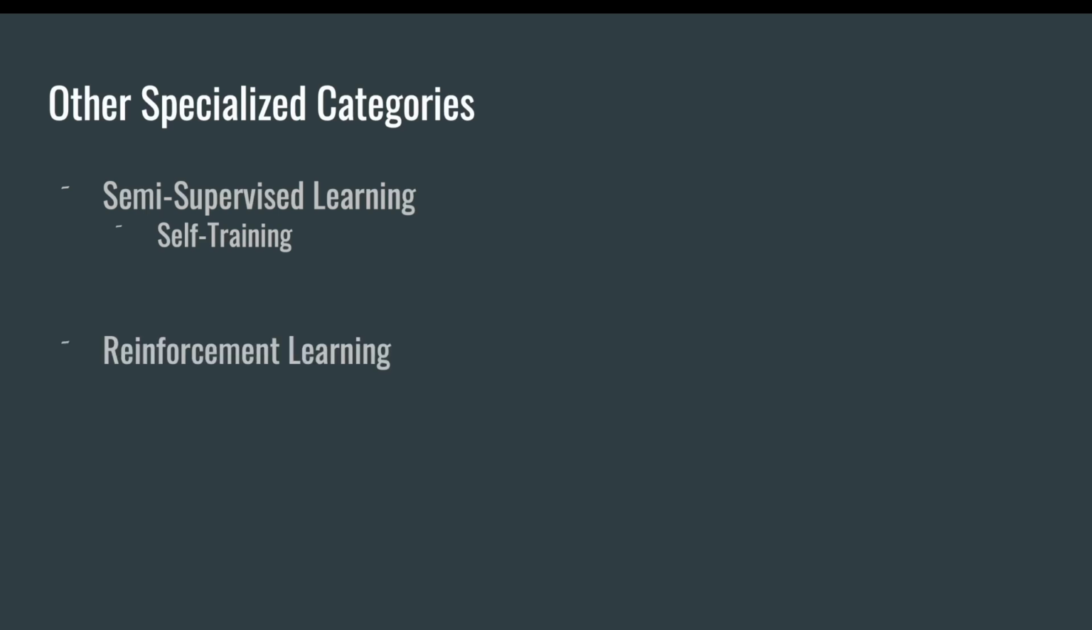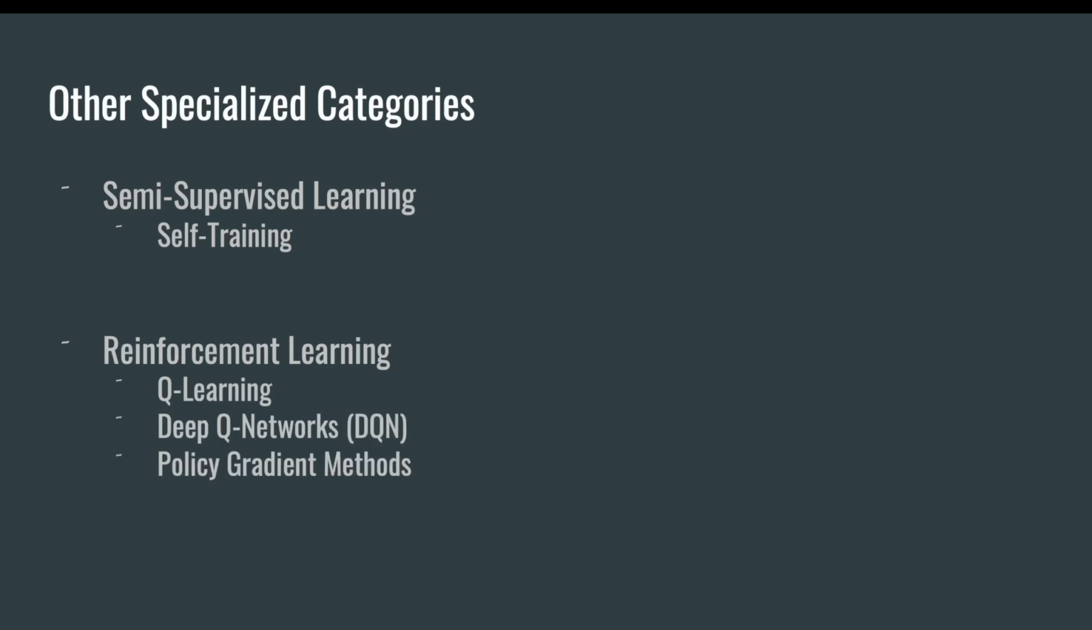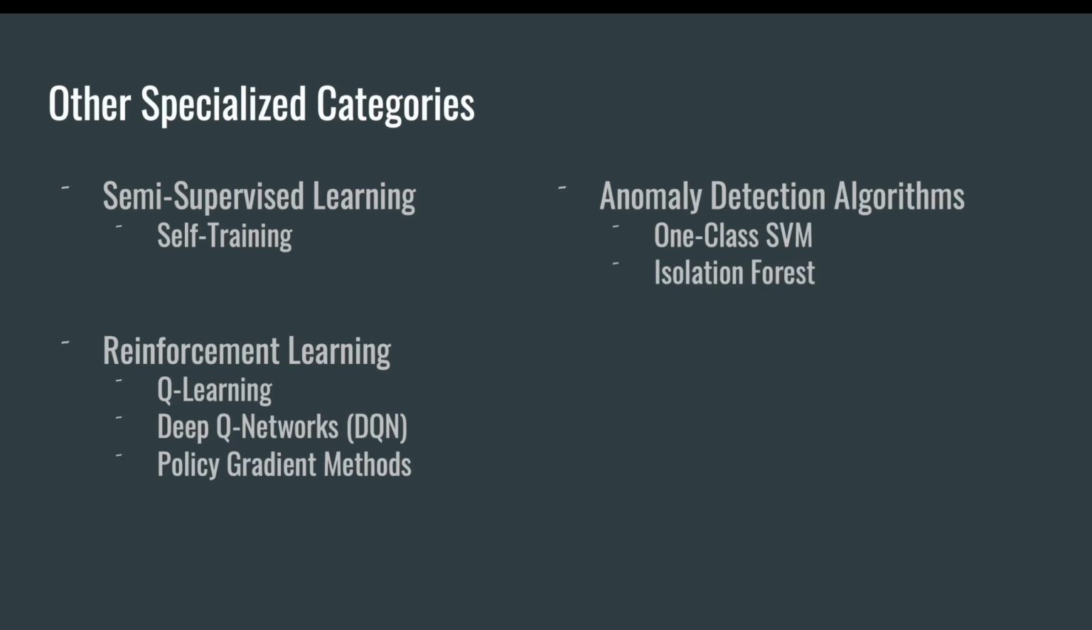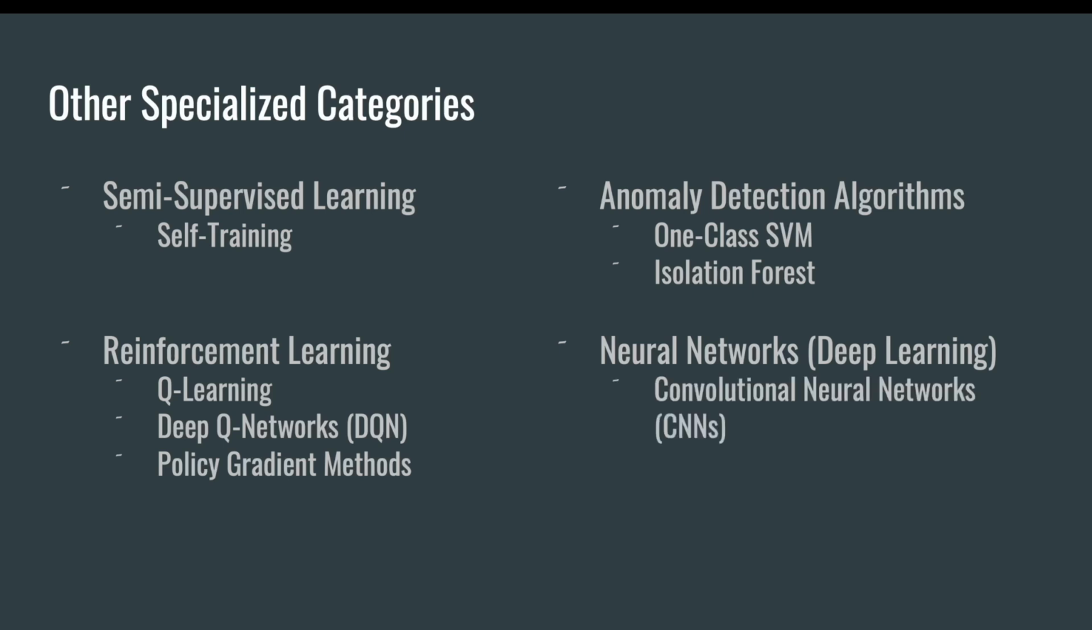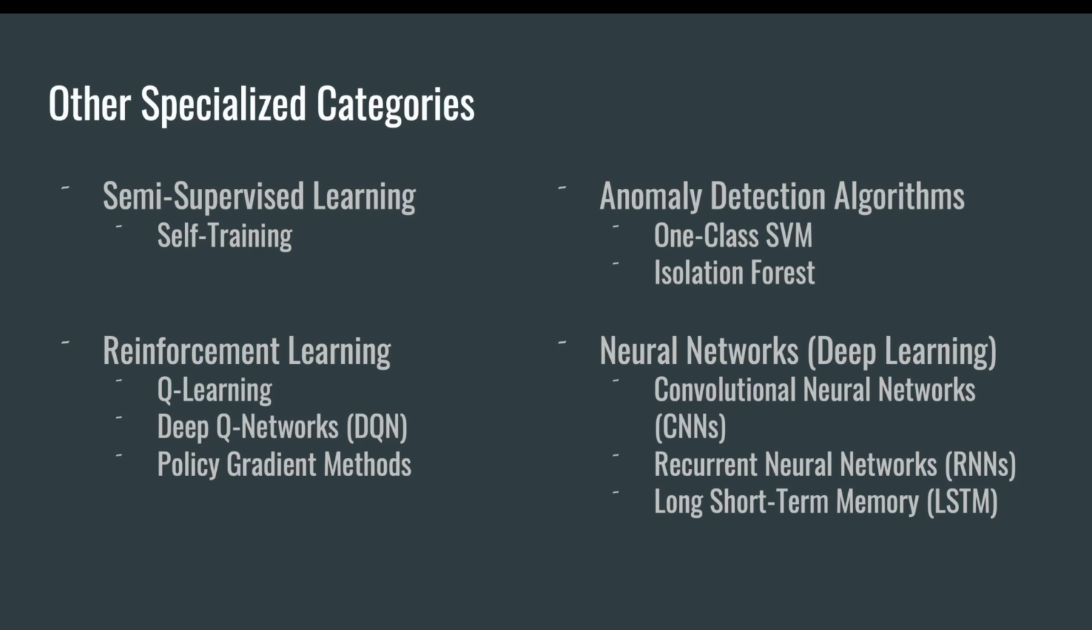We have reinforcement learning, where we will be learning about Q learning, deep Q networks or DQN, policy gradient methods, and then we have anomaly detection algorithms, under which we will learn one class SVM, isolation forest, and finally we have the neural networks, which is deep learning, and here we will look at convolutional neural networks or CNNs, recurrent neural networks or RNNs, long short term memory or LSTM, and transformers.